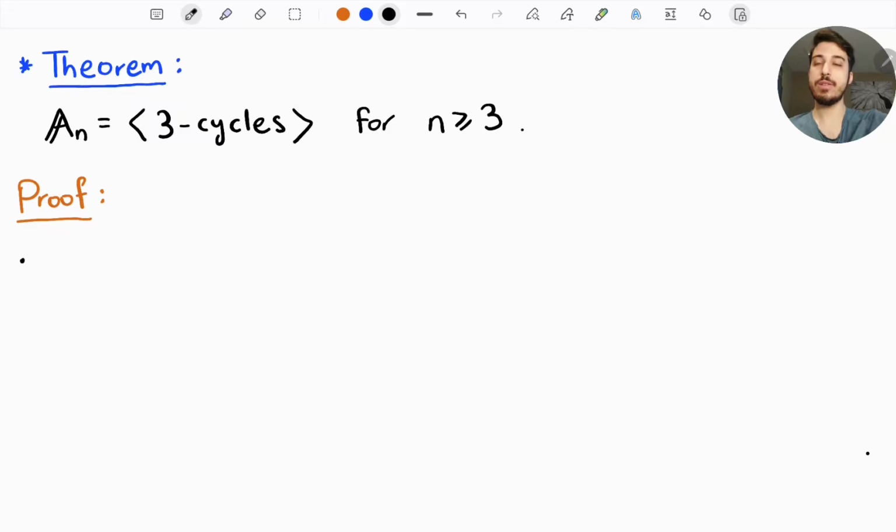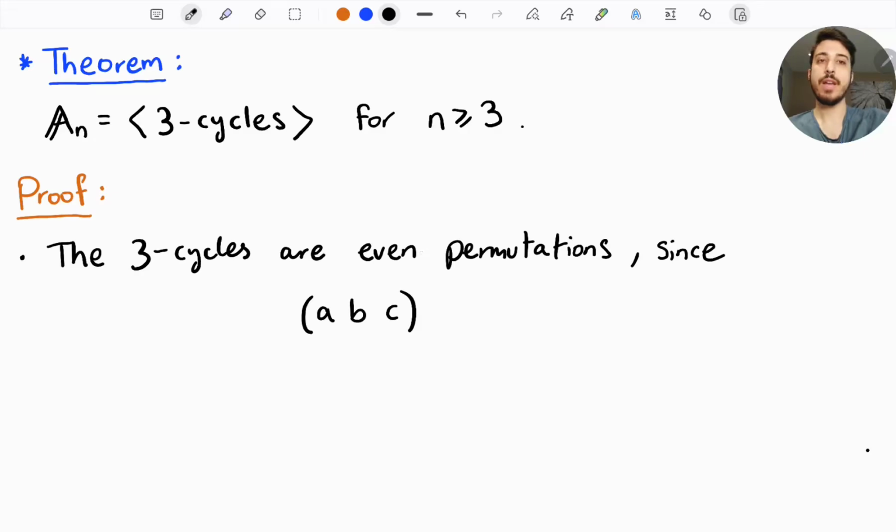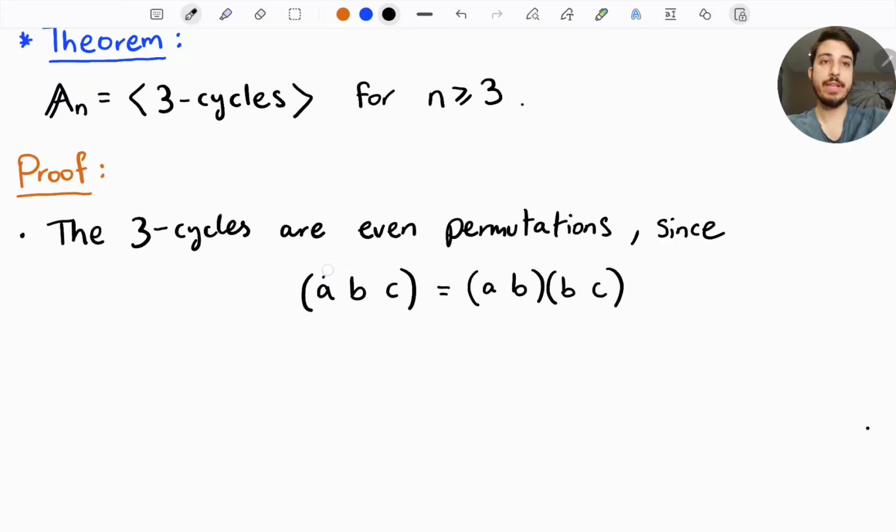So to prove that the three cycles are contained in An, we want to say that any three cycle is an even permutation. And why is that true? The three cycles are even permutations since any three cycle (A B C) can be written as (A B)(B C). The way I did it is I just looked at where A is being sent to. It's sent to B, so I'm writing it as AB. And I'm looking at where B is sent to. It's sent to C, so I wrote B sent to C. And I close it up and I see that C is sent to B and B is sent to A, so essentially C is sent to A just the way I want it.